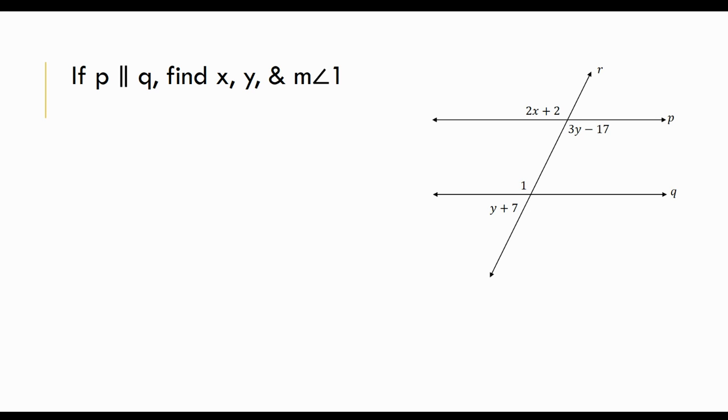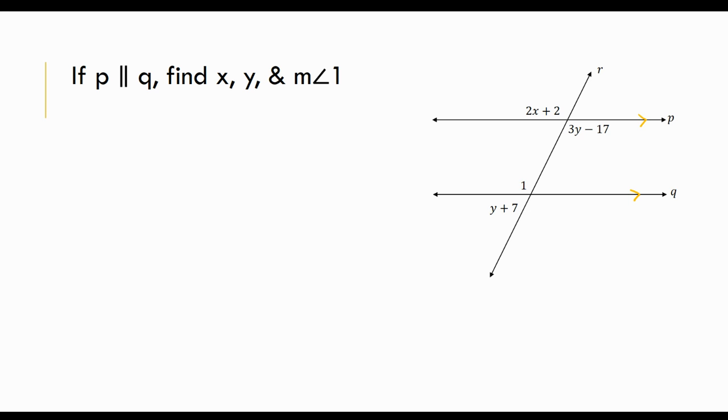All right, here's my next one. It says if P is parallel to Q. So even though it's not marked in my picture, I'm giving you that information so we can mark it in the picture. Those two are parallel. They will never intersect. That means R is the transversal. What we want to find is x, y, and the measure of angle 1.